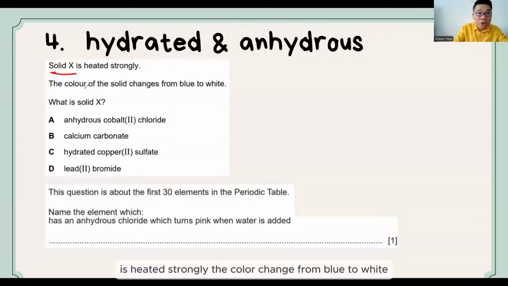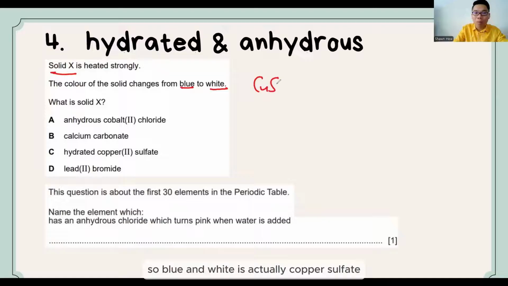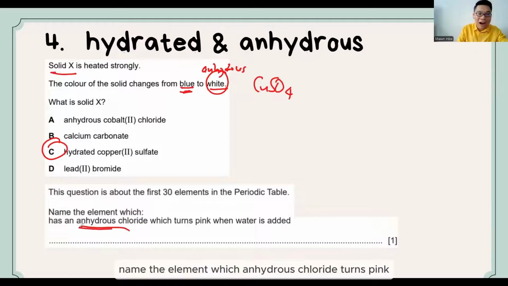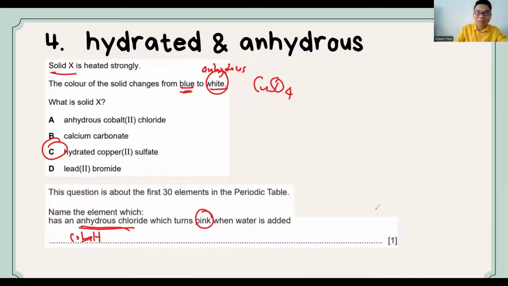X is heated strongly. The color changed from blue to white. So blue and white is actually copper sulfate. White is anhydrous. Blue is the hydrated version. So it's C. Next, the question is about the first 30 elements in the periodic table. Name the element whose anhydrous chloride turns pink. So this is cobalt chloride.